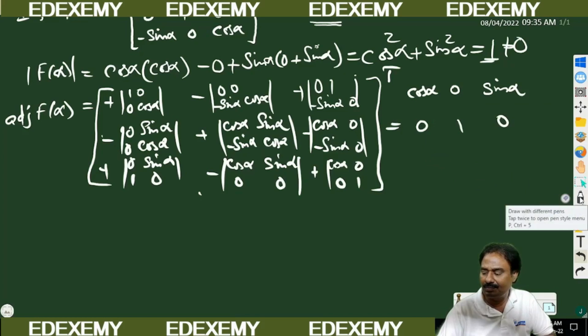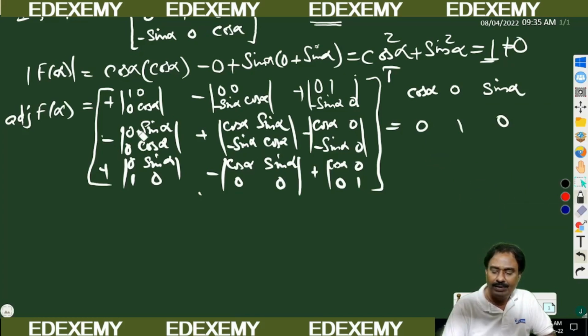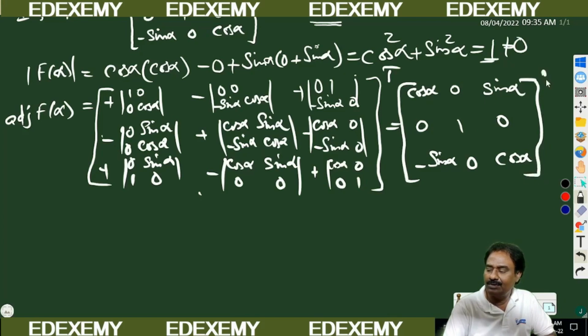Now for this third row, 0 into anything is 0, then 1 into sin alpha is equal to minus sin alpha. Okay, minus sin alpha. Now this one is equal to 0, this one cos alpha. So for this cofactor matrix, you have to find the transpose, then it will become adjoint of f of alpha. Change the columns into rows, we will get the adjoint.